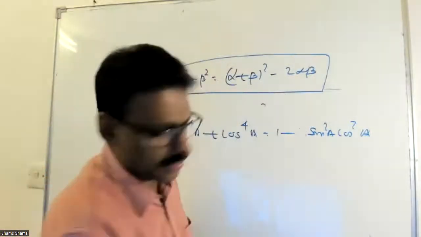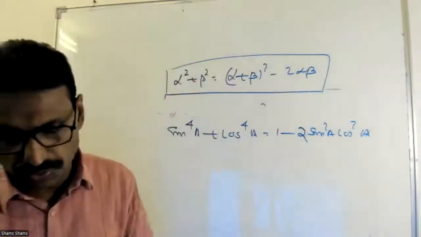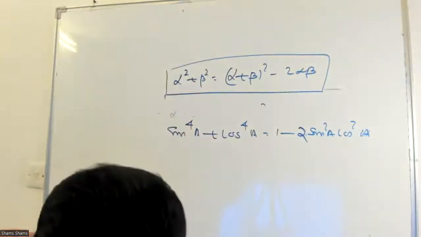1 minus 2 sine square a cos square a. Okay.